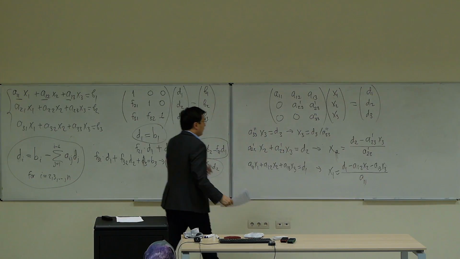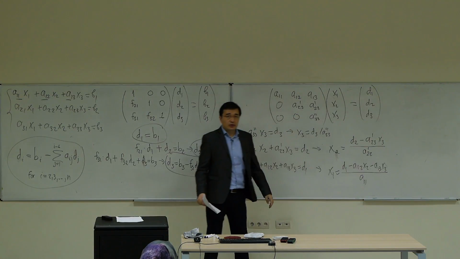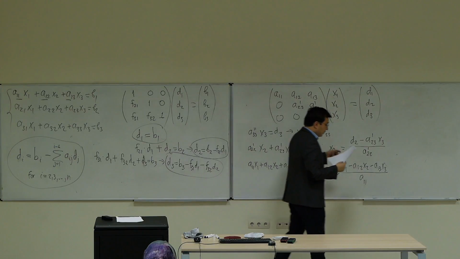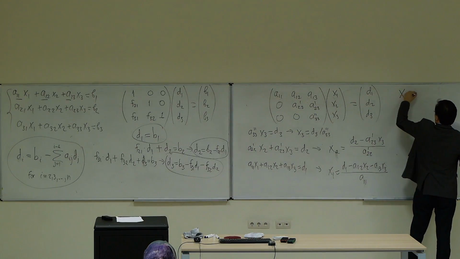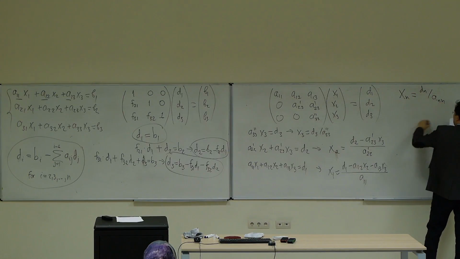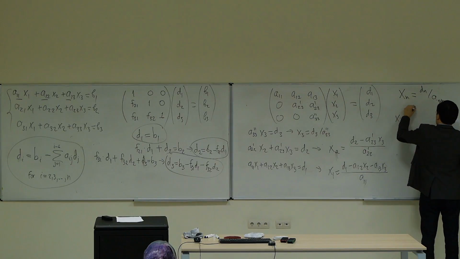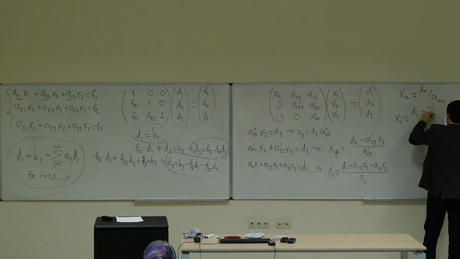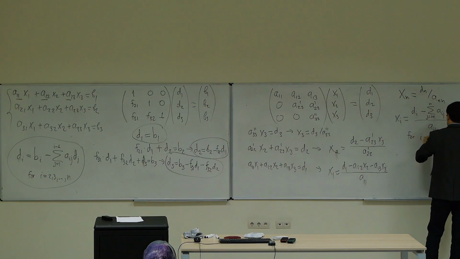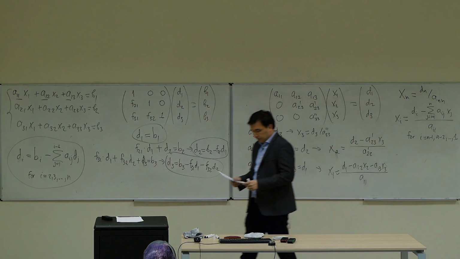Again, I can write a generic form. I wrote it only for a system of three equations, but I can write it for any generic n. The algorithm is conceptually trivially extended to the case of n equations. And this is what it is: for i equal to n minus 1, n minus 2, and so on, all the way up to 1. Okay, done.